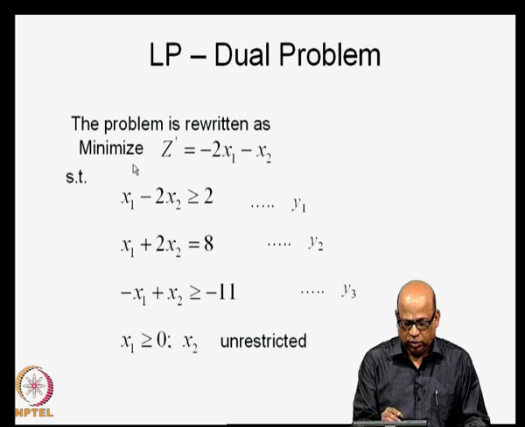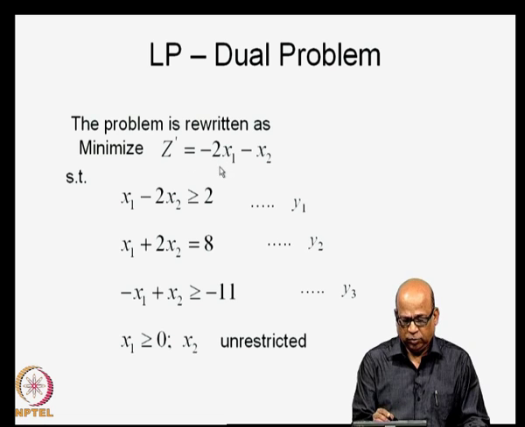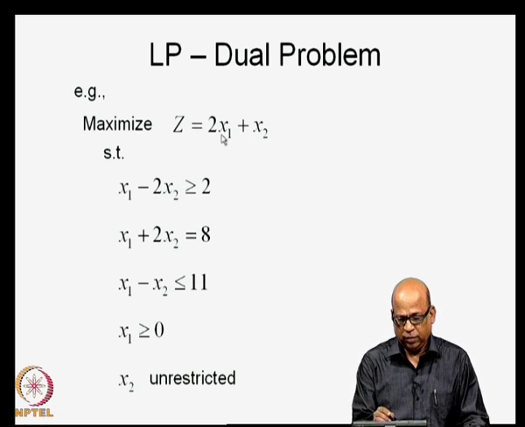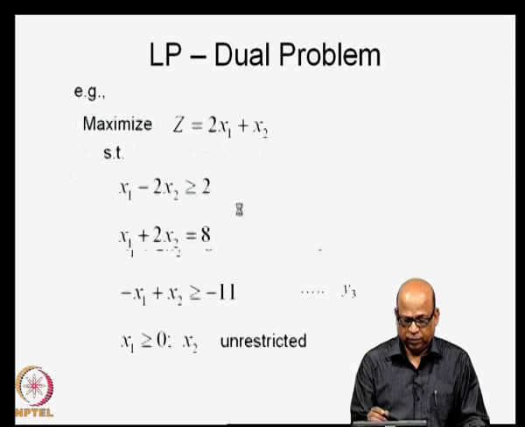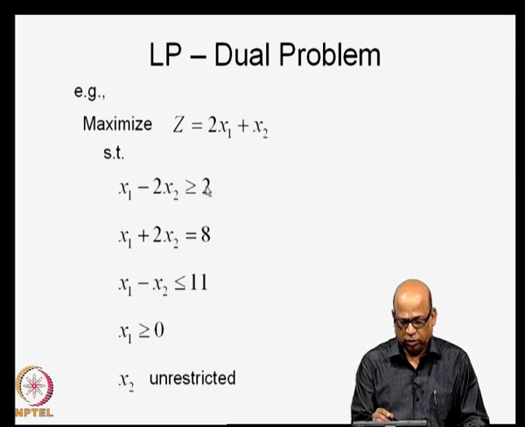So, the problem we rewrite as minimize z dash, from z I am writing it as z dash equal to minus 2 x1 minus x2. I am just taking the negative of z. Then the first constraint is x1 minus 2 x2 greater than or equal to 0.